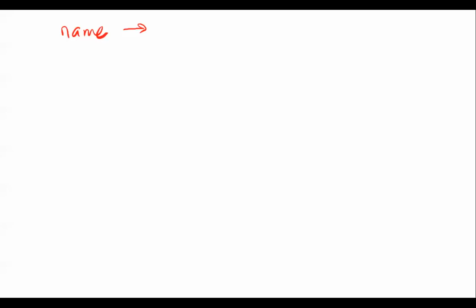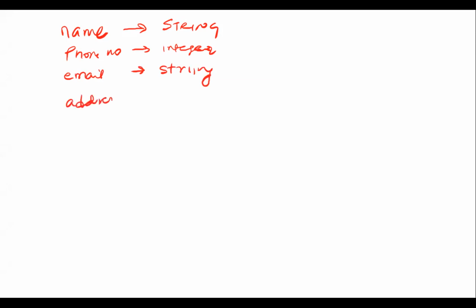So let's talk about name. Name essentially is a string, okay? Then you have your phone number, which will be an integer, okay? The next thing that you have in there is email. Email will be a string. Then you have Address. Address will be a string, okay?